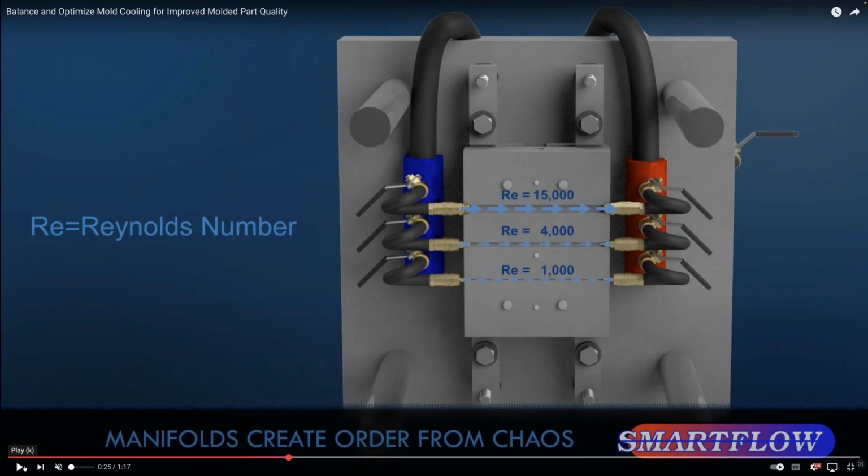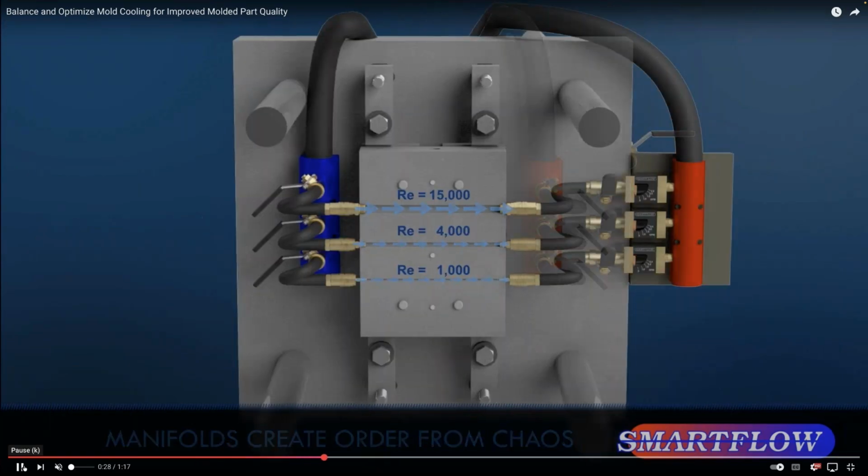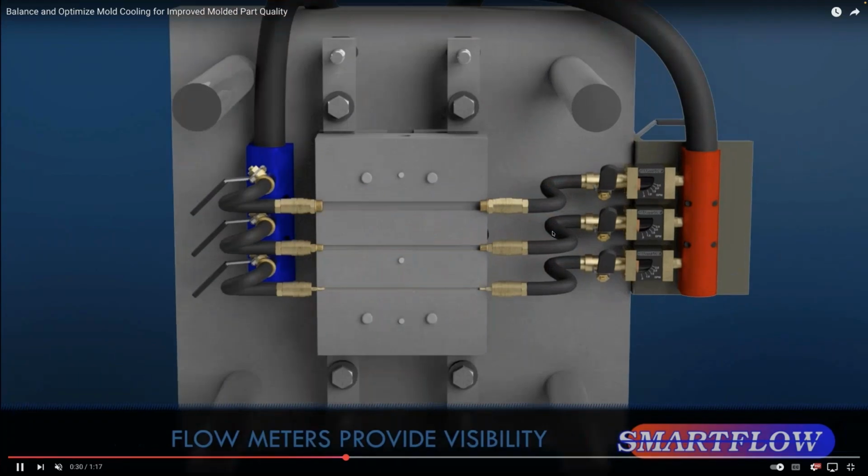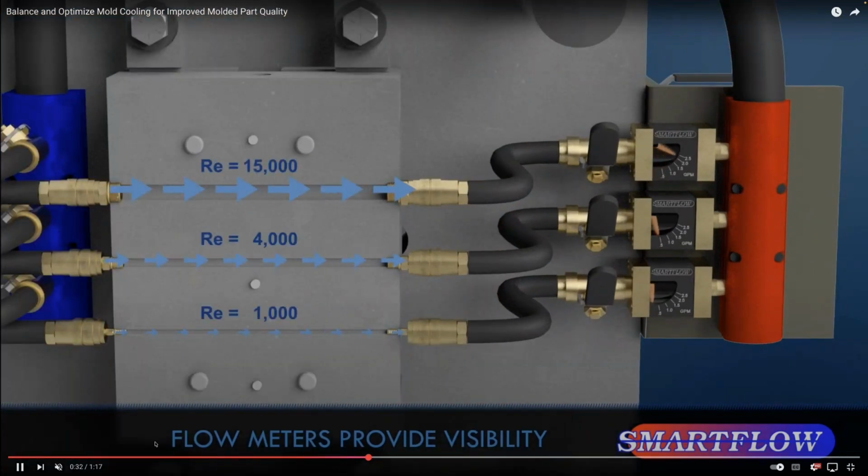So now that we know what we have in that circuit, we have the vision with the flow meters, we can see what's there.